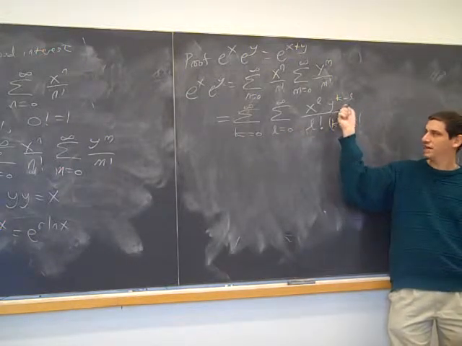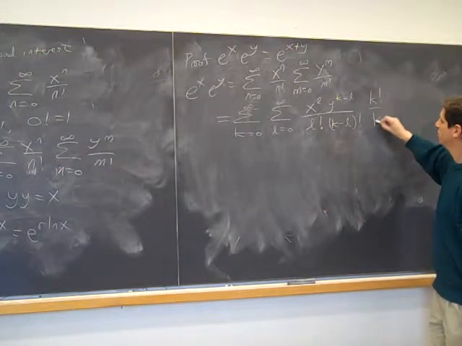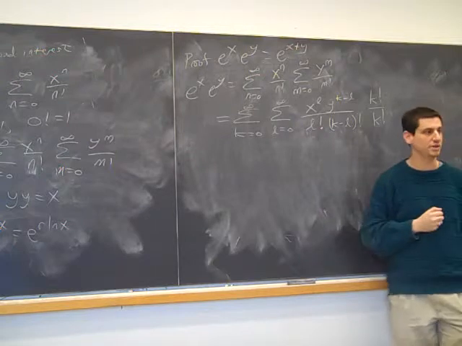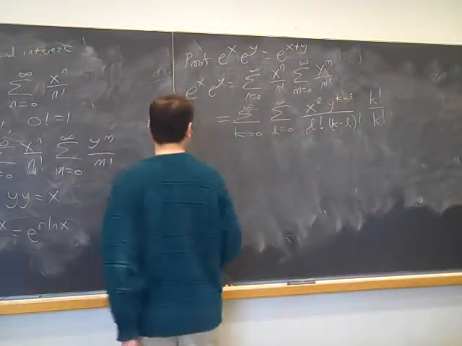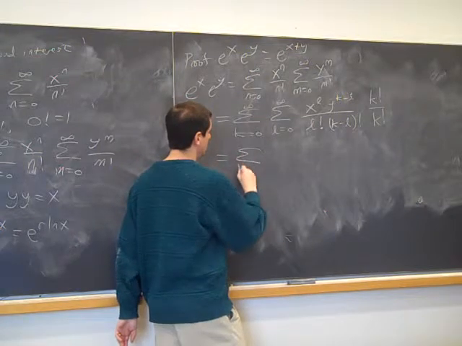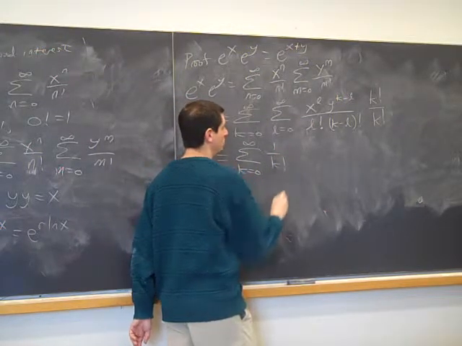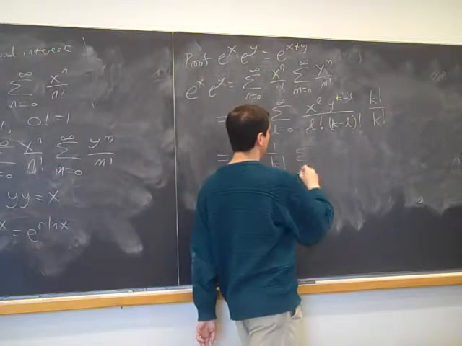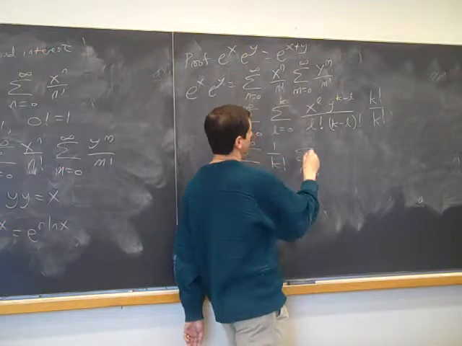Well, I don't have a k factorial in the numerator, so let's put a k factorial there. So then I have to put 1 over k factorial in the denominator. I've multiplied by 1, perfectly allowable to multiply by 1. This is now the sum, k goes from 0 to infinity, 1 over k factorial. Now I have a sum, L goes from 0, oh, not 0 to infinity, sorry. L goes up to k.